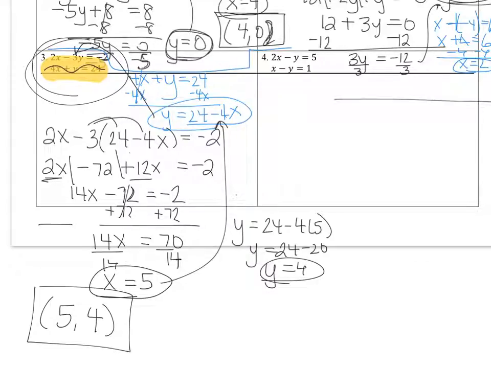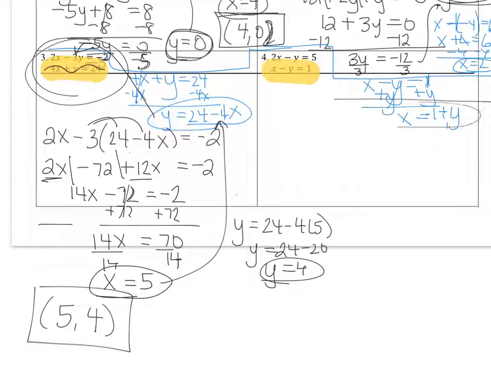So if we do this last one together, highlight the bottom equation, because it has a positive variable without a coefficient. So I'm going to come over here and write x minus y equals 1. What variable am I solving for? X. I'm going to add y on both sides. So I have x equals 1 plus y.